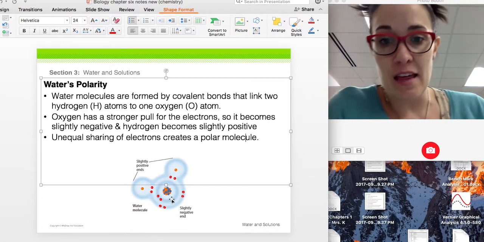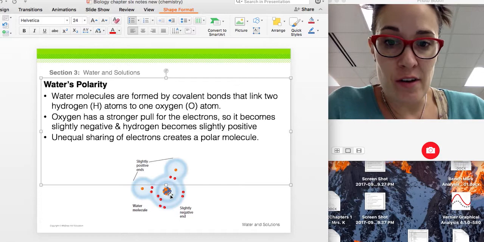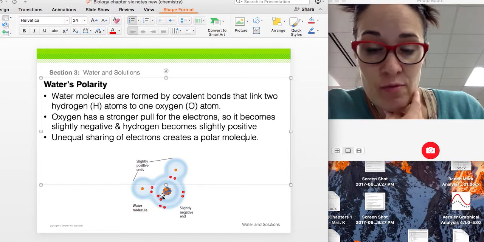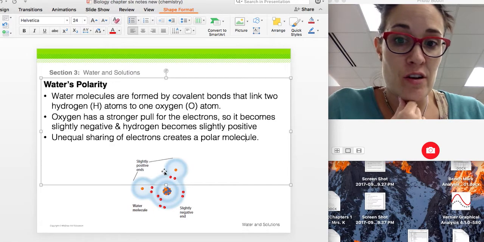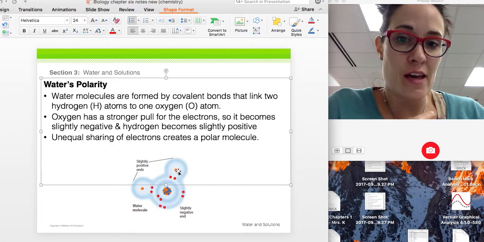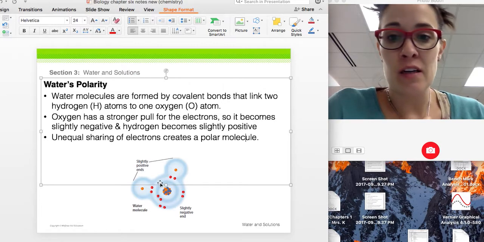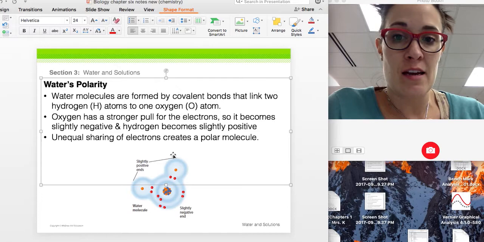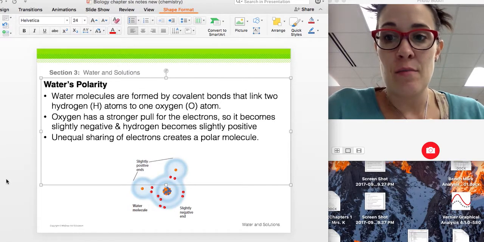And we can see that there. Here's the nucleus of oxygen, the nucleus of hydrogen, and the red are the electrons, and they're each sharing a pair. And see how the hydrogens swing around the edge? It has to do with the unequal sharing. So oxygen is slightly negative, and the hydrogens are slightly positive.